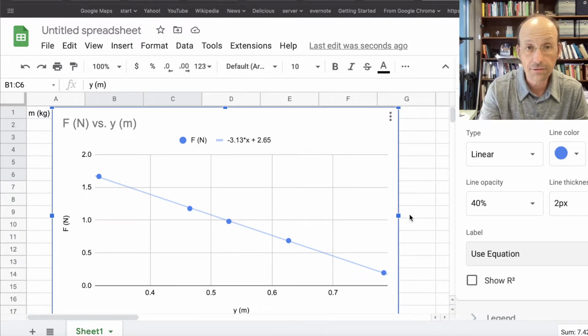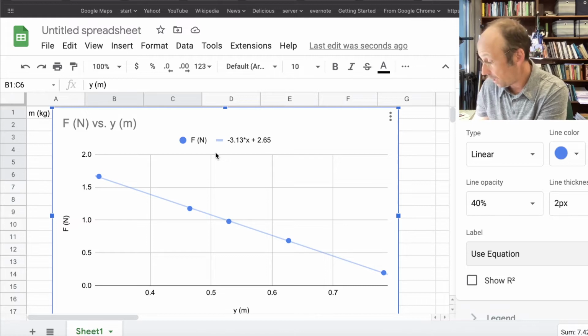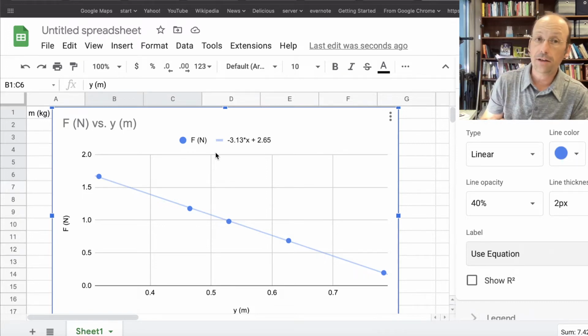But I get the slope up here, which is what I want. I'm going to write that down. So k equals 3.13 newtons per meter. And that's my spring constant. Don't worry about the intercept. We're going to deal with that later. So we found the model for the force of the spring.